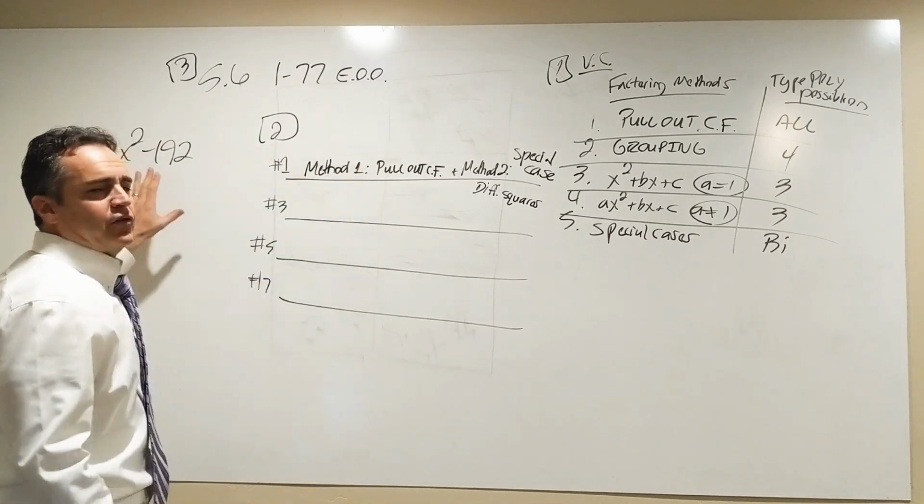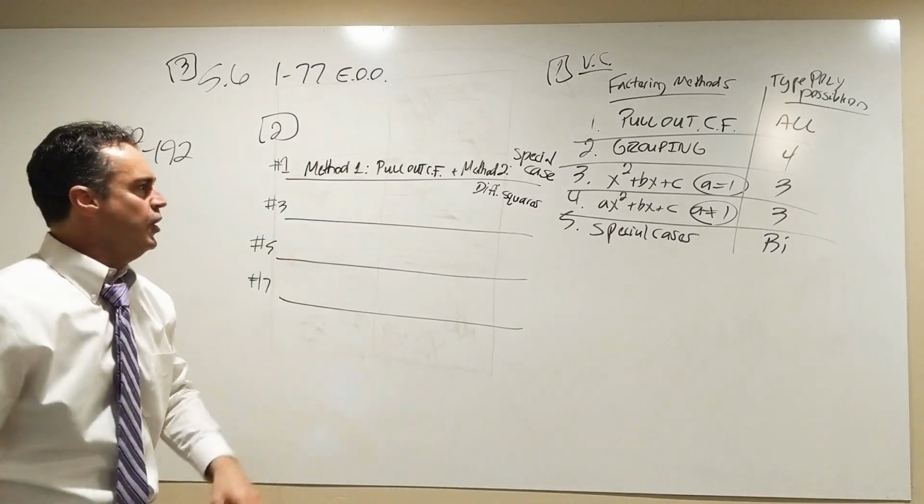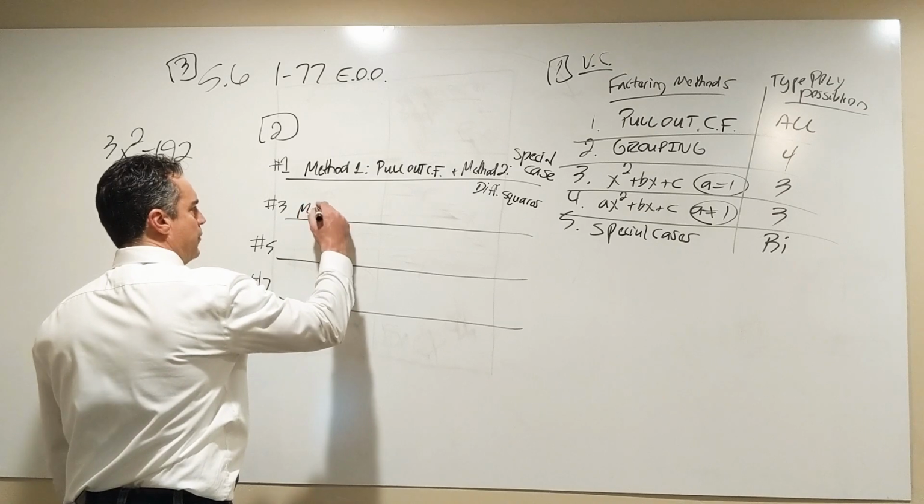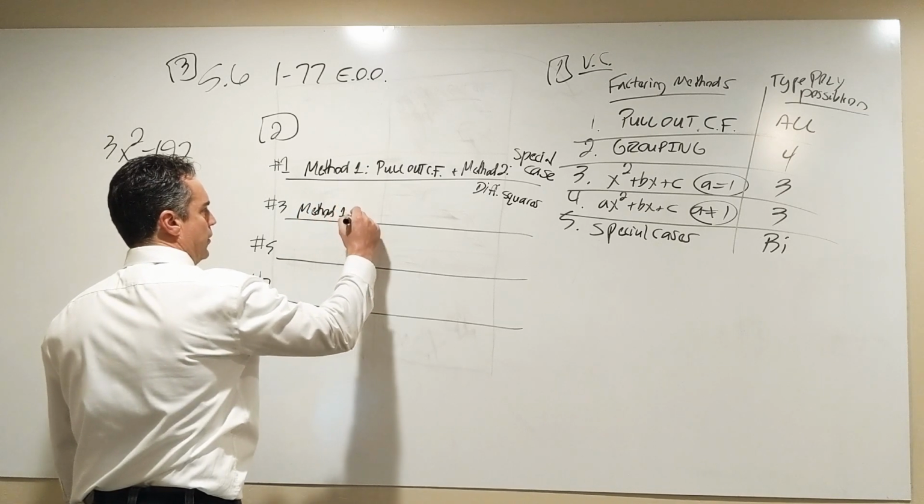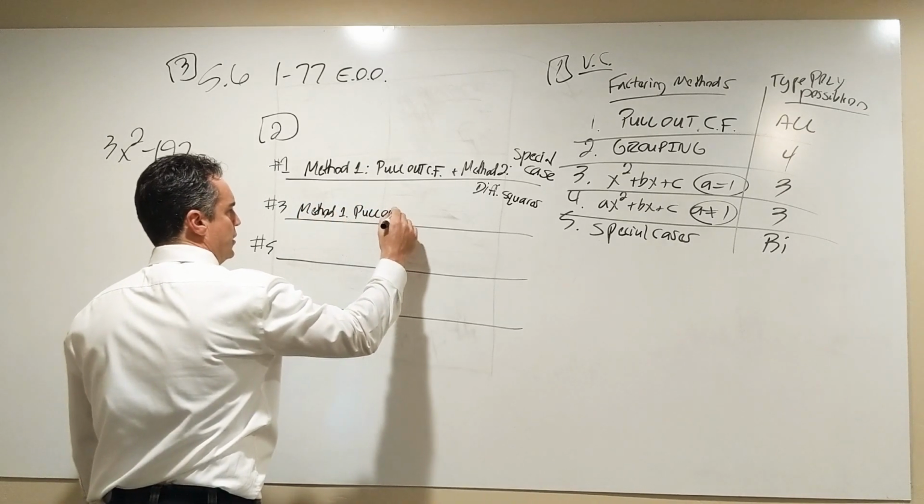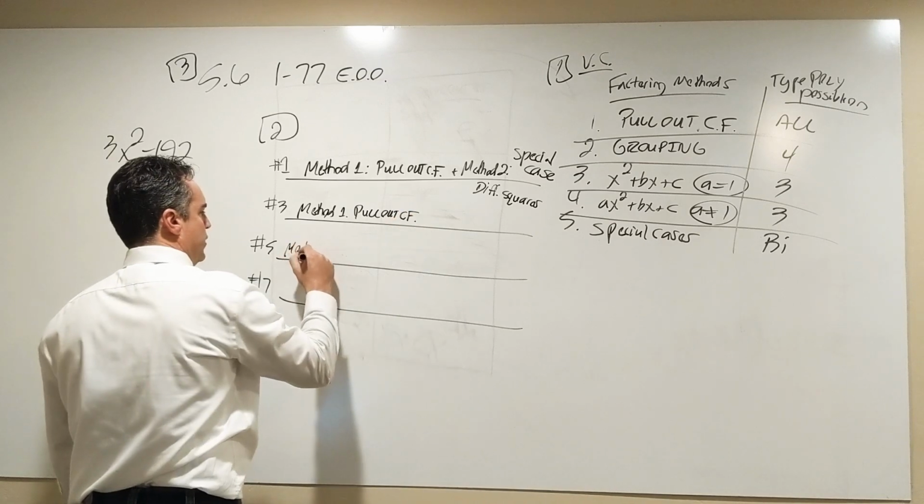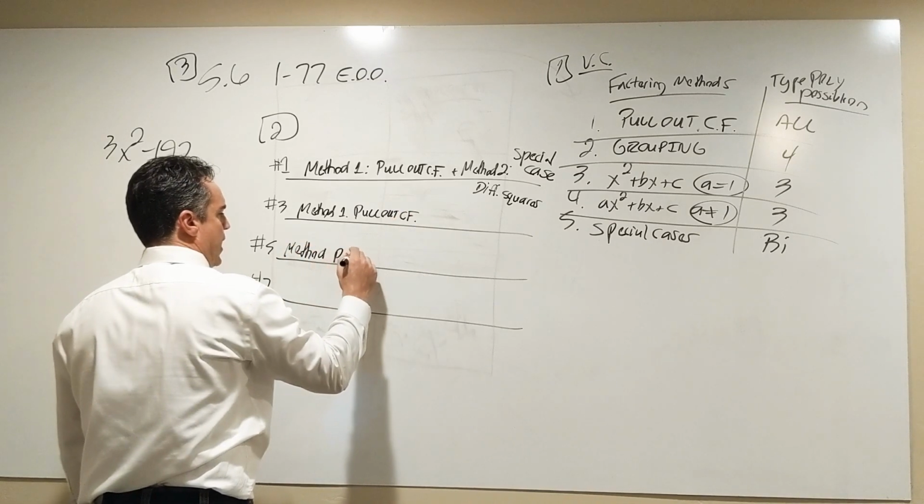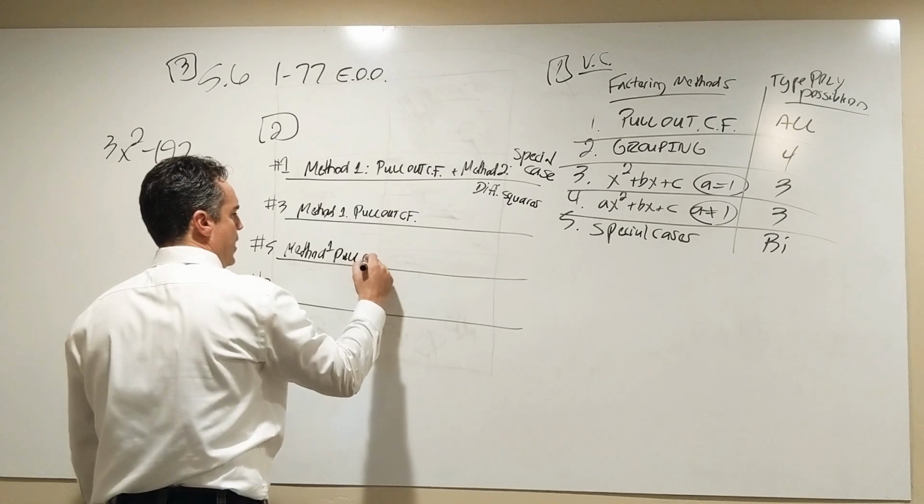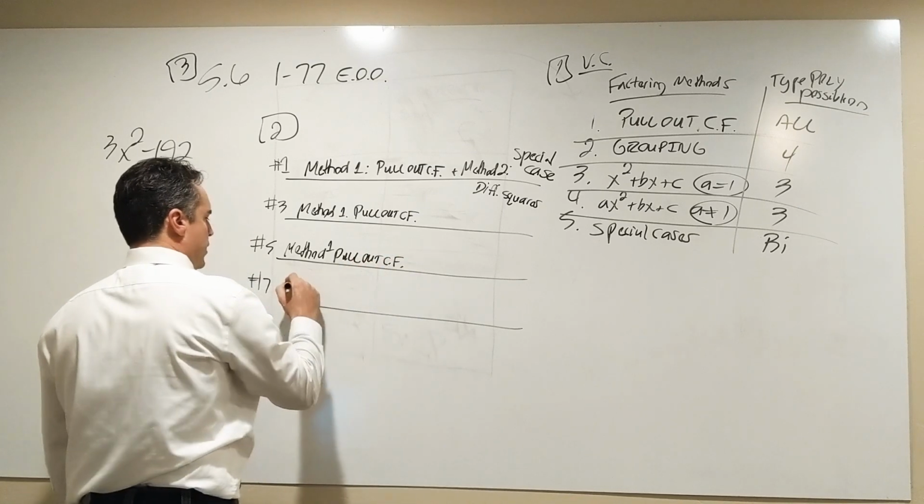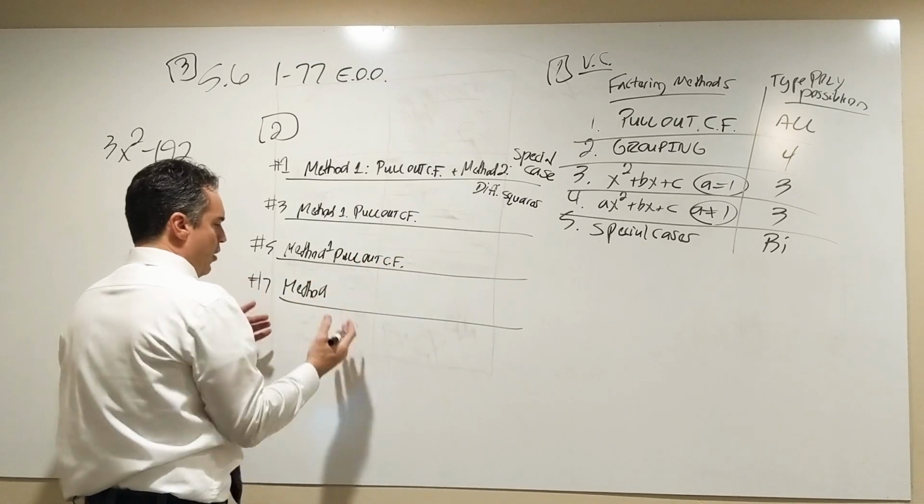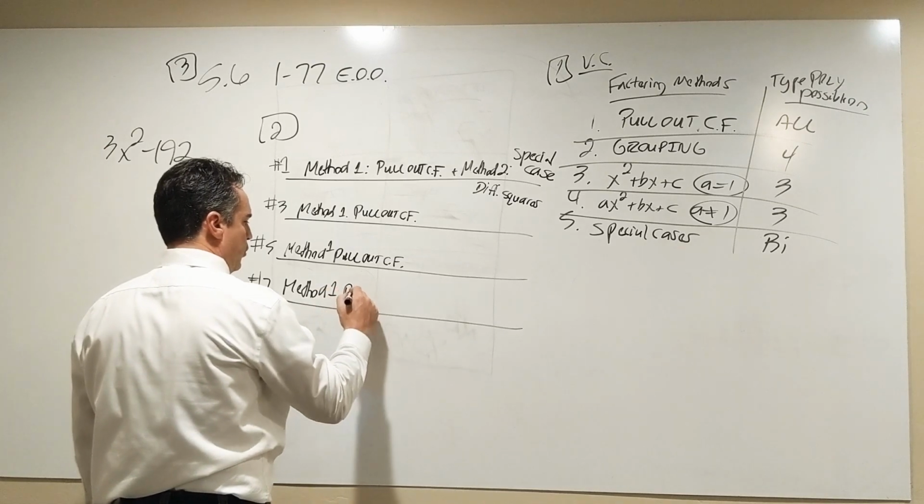It doesn't matter if it has a common factor, it has the potential to. So if you think about this, every one of these problems is going to be method 1, pull out the CF. Number 7, and then all the other numbers. Every one of these, you're going to write method 1, pull out the CF.